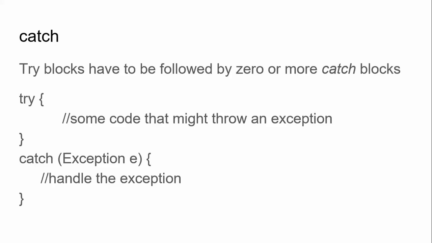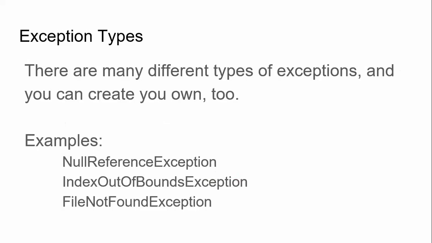So try and catch go together in pairs. If something blows up here, it will get handled here. And then your program will keep running merrily along. There are lots of different subtypes of exceptions built into the .NET libraries already. We've seen a lot of them, just through running past the end of an array or forgetting to use the new operator or something like that.